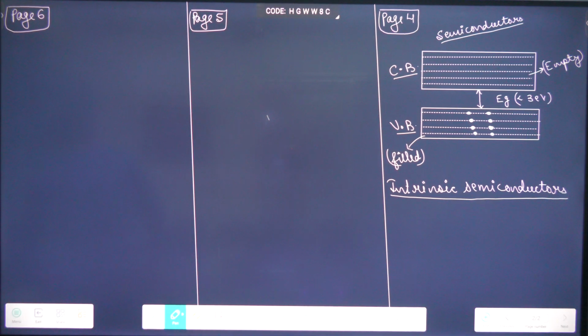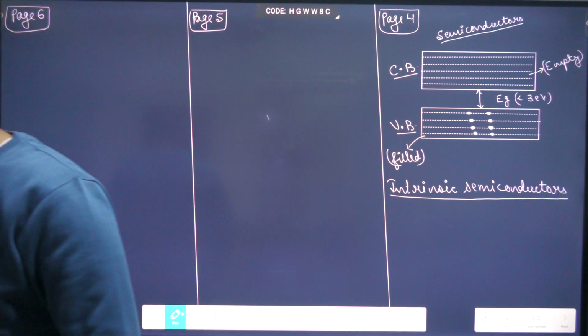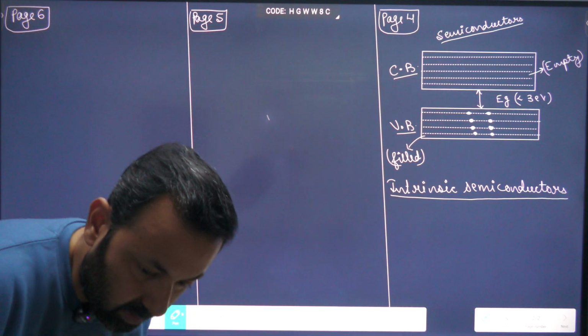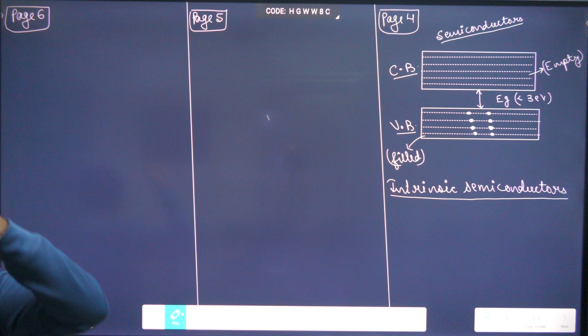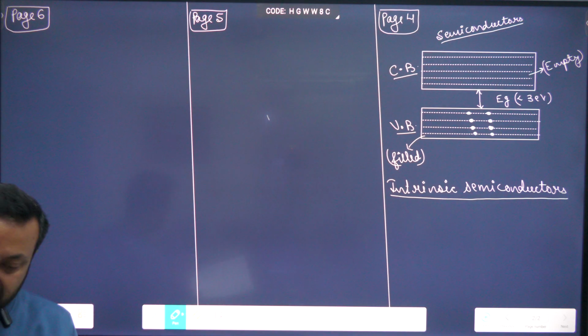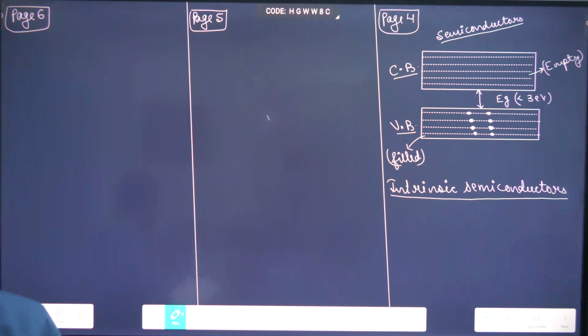The purest form of semiconductors, which do not have any type of impurity, is called an intrinsic semiconductor. I'm just reading it out from the notes. A pure semiconductor which is free from every impurity is called an intrinsic semiconductor. Examples: silicon and germanium. The most commonly used semiconductors are silicon and germanium only.